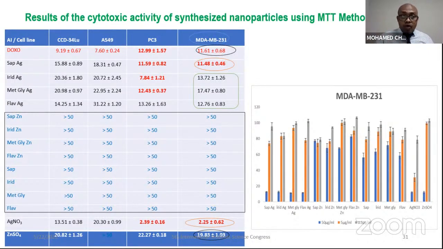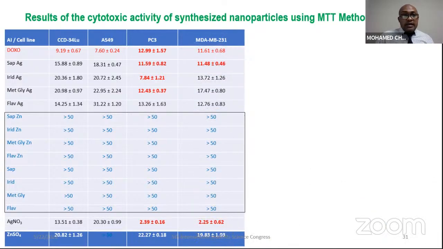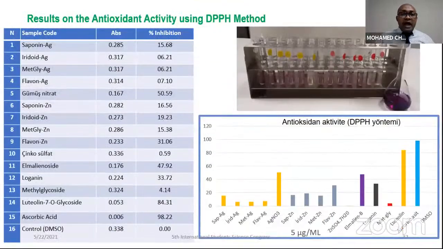Coming to the other one, I have done the antioxidant activity. Also, the antioxidant activity compared to the control, because the control is the ascorbic acid, we have here in this chart luteolin, like the flavonoid.